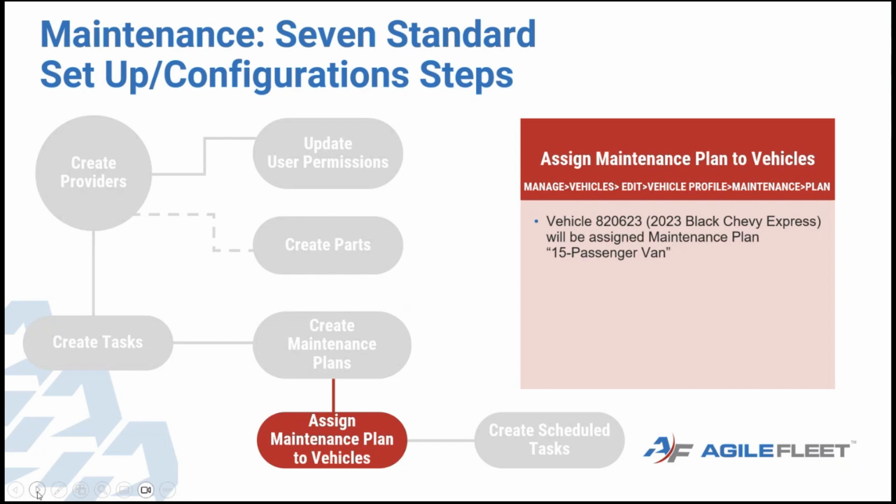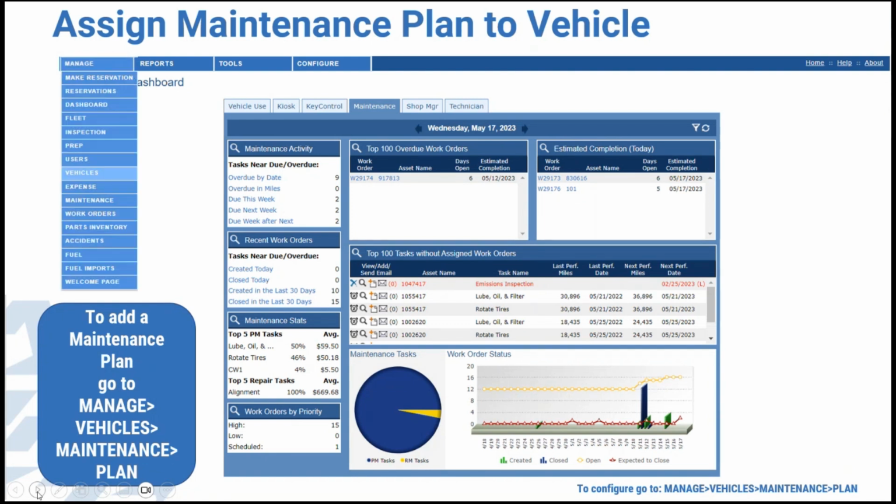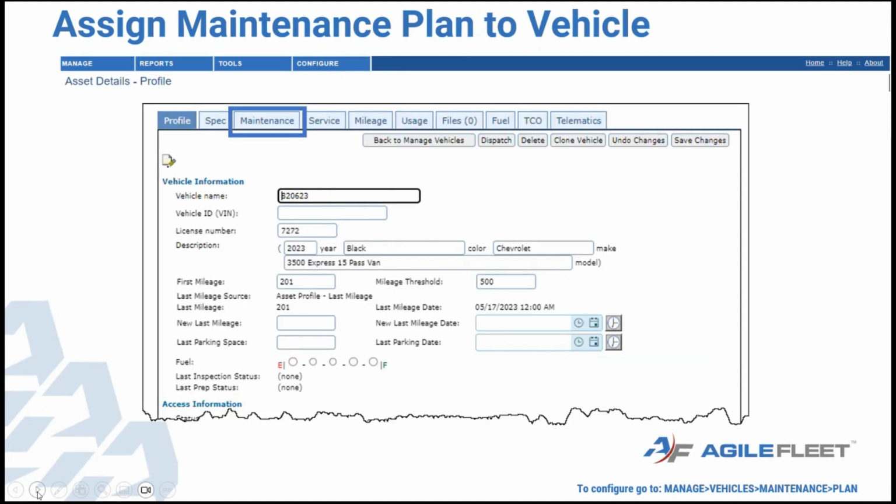So with assigning it, we're going to assign this particular plan to vehicle 820623, which is a 2023 black Chevy Express. To do this, you're going to be going into manage vehicles and then ultimately into the maintenance tab and click on plan. So click on manage, click on vehicles, and then you see the maintenance tab.